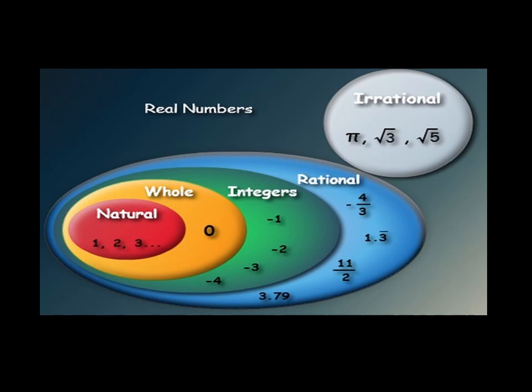Okay, continuing from the first part. This one is talking about the relationship of the number sets. We have natural, whole, integers, rational, where natural is a subset of whole, which is a subset of integers, which is a subset of rational. That means natural is also a subset of the rational.